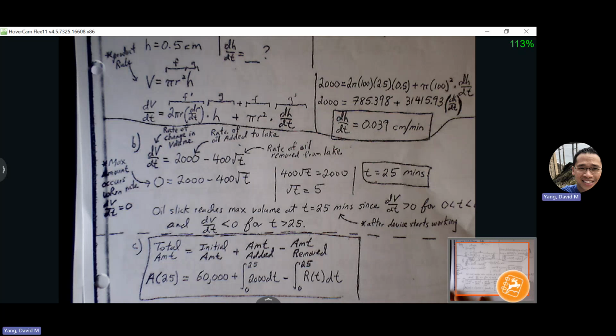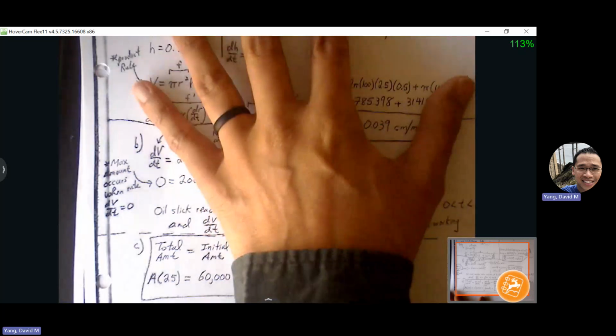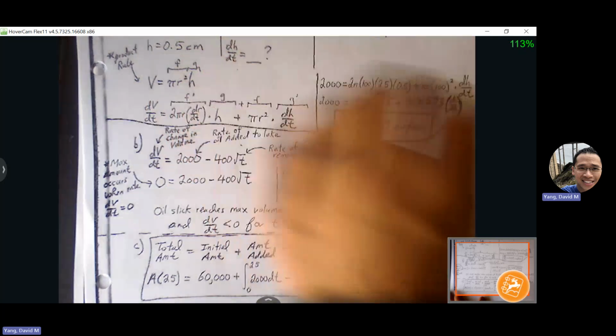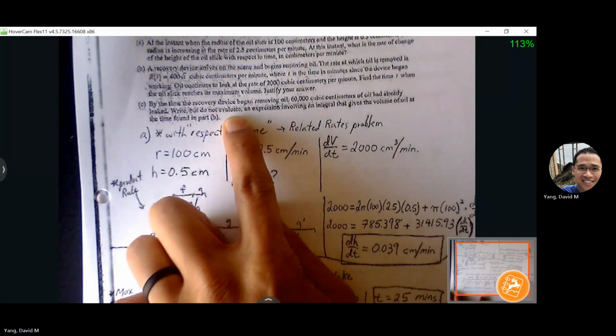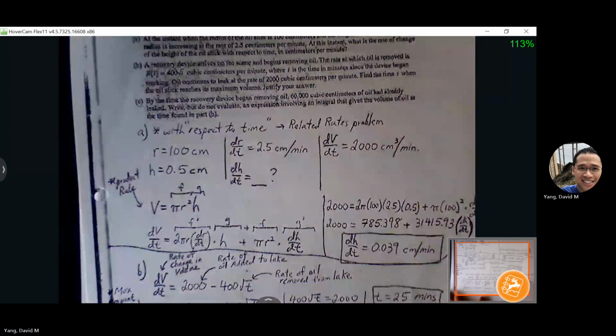60,000. When you're starting at 0 for amount added and removed in the lower bound, you're using what happened at 25. I don't know how to explain it. Okay. So it says 60,000 cubic centimeters is not happening at 0. It's happening at... right. Hold on, let me see here.